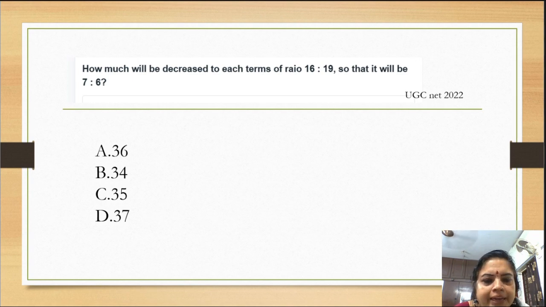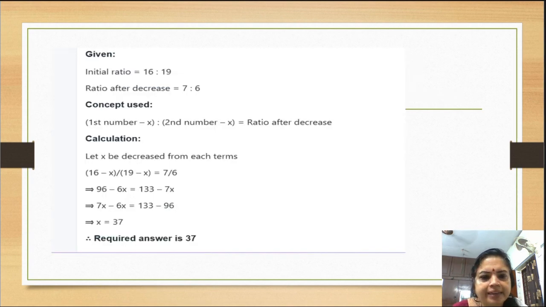How much will be decreased from each of the terms in the ratio 16 is to 19 so that it will be 7 is to 6? This was asked in the 2022 examination. Here, if you look at the same principle in which you need to subtract, you can see that the two numbers are slightly different, isn't it? So you cannot just immediately subtract and get the values. The initial ratio is given as 16 is to 19. The second ratio after decrease is given as 7 is to 6.